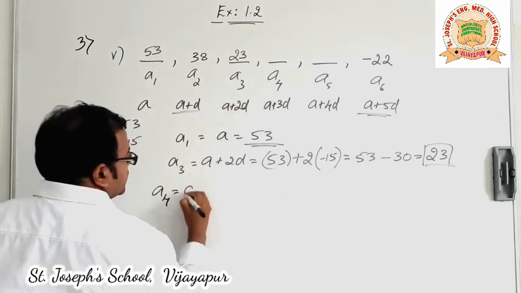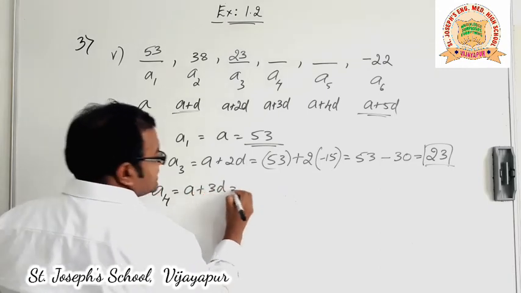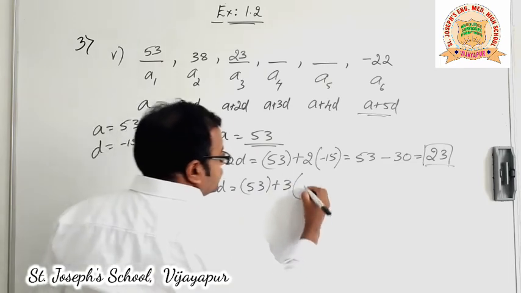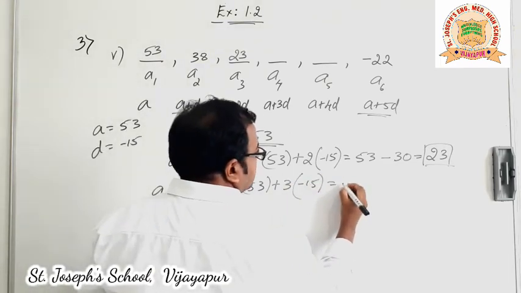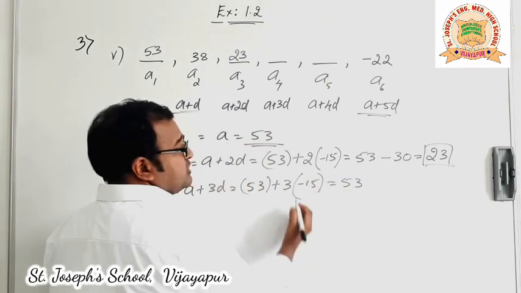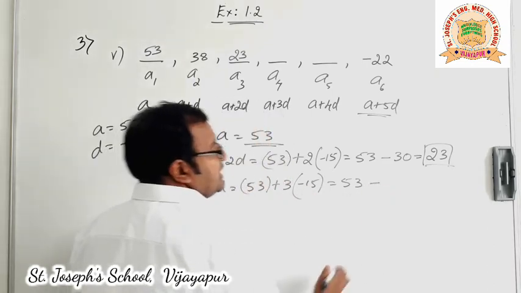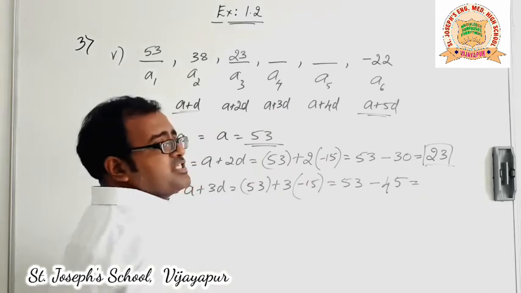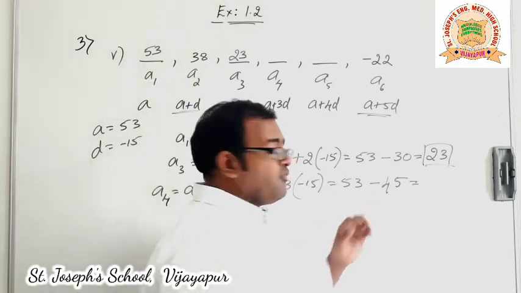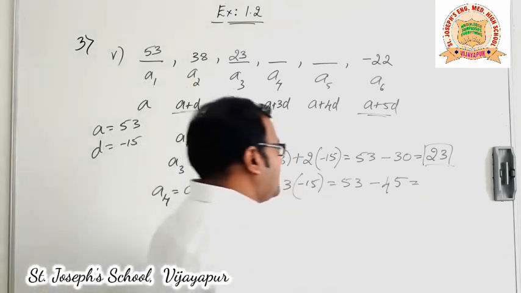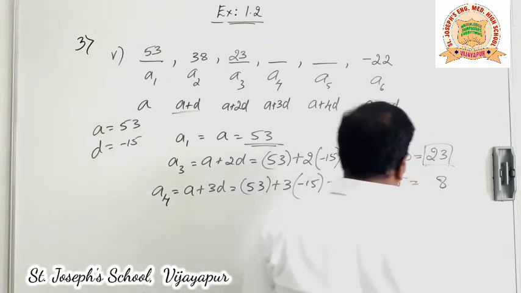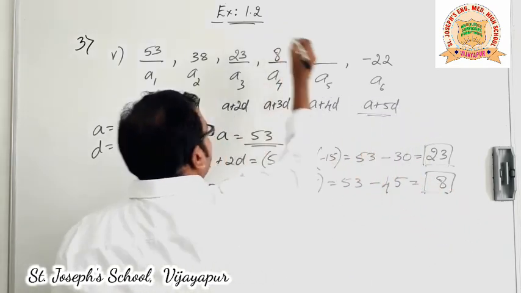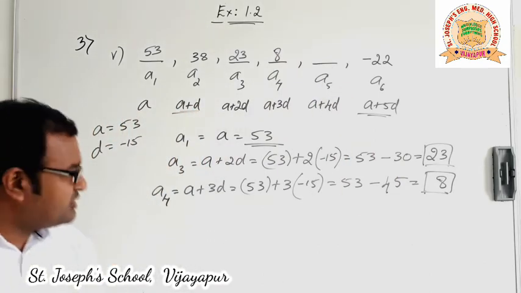A4 is equal to A plus 3D, which is equal to 53 plus 3 into minus 15, which is equal to 53 plus into minus, minus 3 into 15 is 45, which is equal to 53 minus 45. So since they are of opposite signs, we have to subtract. We get 8 as the answer. Bigger number sign is positive, so this remains as positive. We got the fourth term, last one term left.